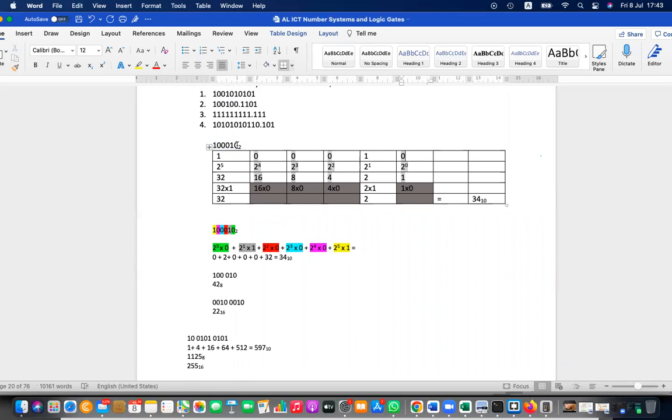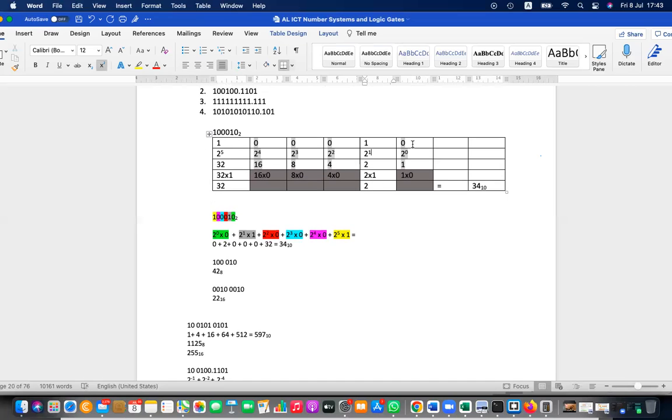Then you have to start from the right corner, that is base to the power 0. Here 2 is the base, 2 to the power 0. 1 2 3 4 5. Then you write the values 1 2 4 8 16, and multiply each by the digit. Digit is 0, 0 into 1 is 0. 2 into 1 is 2. 4 into 0 is 0. 8 into 0 is 0. 16 into 0 is 0. 32 into 1 is 32. 32 plus 2, that is 34. And that is how you convert.